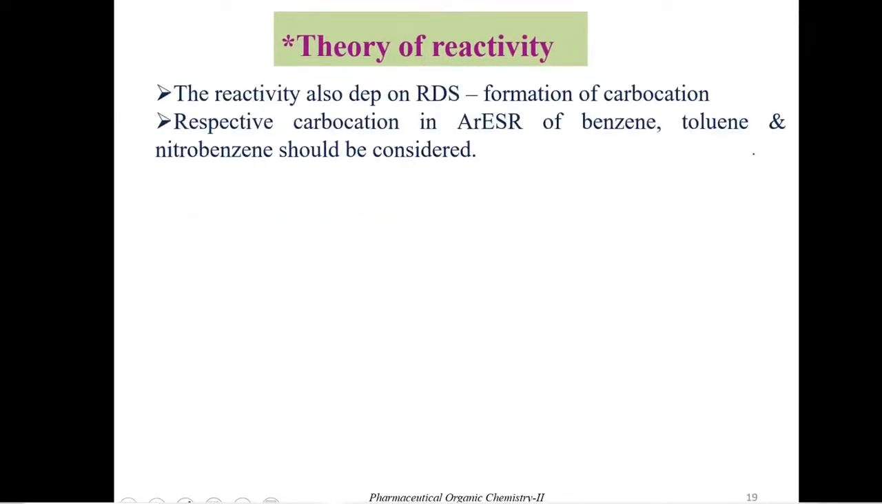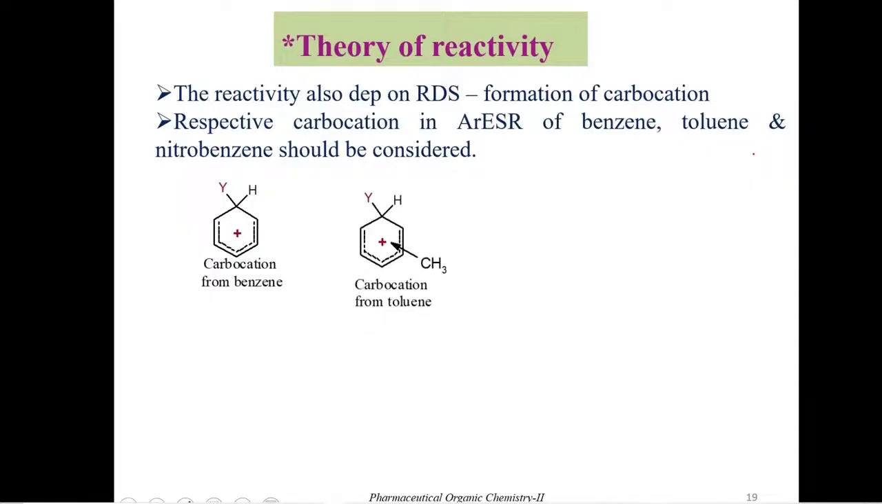So the reactivity in aromatic electrophilic substitution reactions of monosubstituted benzene depends on the rate determining step, that is the formation of carbocation. So either for theory of reactivity or theory of orientation, we have to consider the rate determining step. So the respective carbocation in aromatic electrophilic substitution reactions of benzene, toluene and nitrobenzene, let us try to consider. So this is the carbocation structure in the aromatic electrophilic substitution reactions for benzene. And this is the carbocation structure for toluene. And this is the carbocation structure for nitrobenzene.